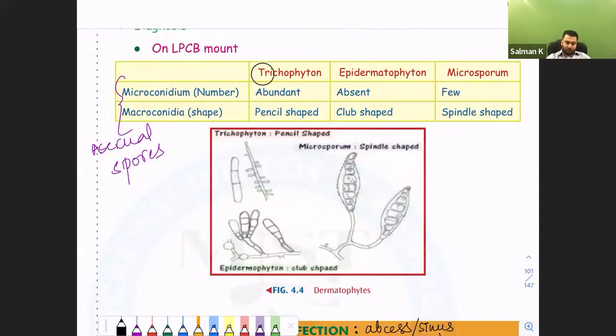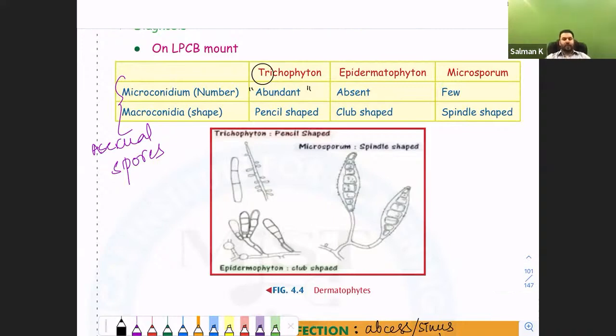Trichophyton. How many tissues were involved? Three, and three was the maximum. We are going to remember maximum tissue involvement is seen with this guy, and then maximum microconidia are also present. Are you getting my point here? Tri means maximum tissues and maximum conidia are present.